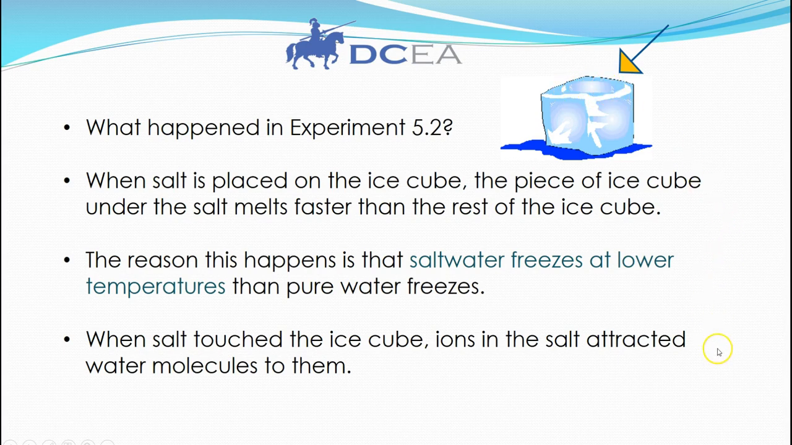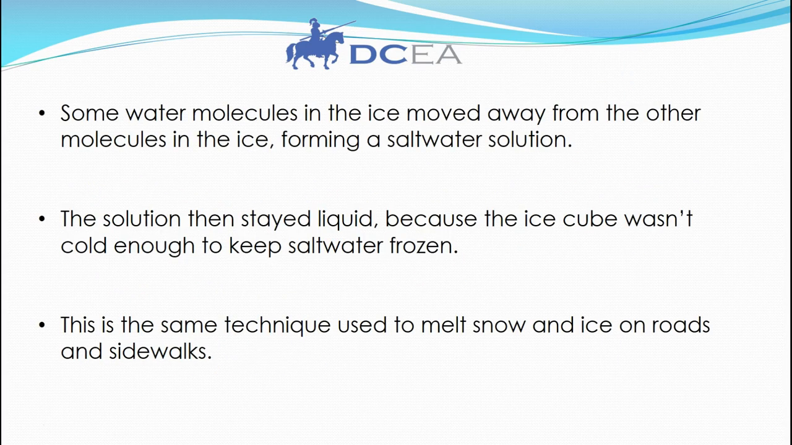The reason this happens is that salt water freezes at lower temperatures than pure water freezes. When salt touched the ice cube, ions in the salt attracted water molecules to them. Some water molecules in the ice moved away from the other molecules in the ice, forming a saltwater solution. The solution then stayed liquid because the ice cube wasn't cold enough to keep salt water frozen. This is the same technique used to melt snow and ice on roads and sidewalks.